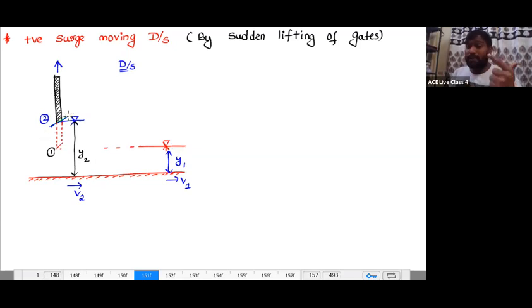And once this water level rises, this rising water level will travel towards whom? Downstream, and slowly it will meet its downstream water level and reach its initial position.